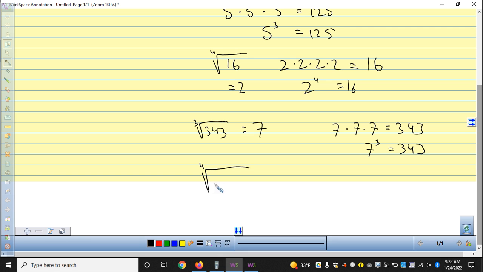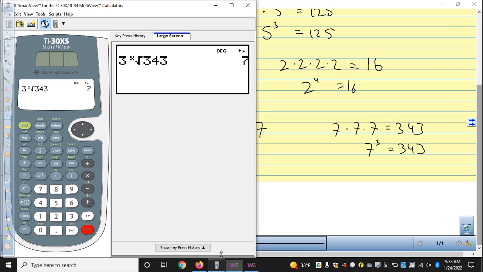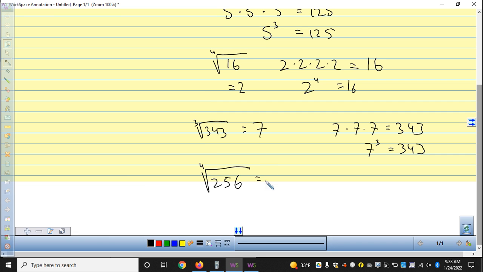Let's do the fourth root of 256. So to do the fourth root, I'm going to say 4. And then I want to get this little x square root thing. So there's our fourth root. And I do 256. Enter. And I get 4. The fourth root of 256 is 4. 4 times 4 times 4 times 4 is 256. And this is the same as saying 4 to the fourth equals 256.